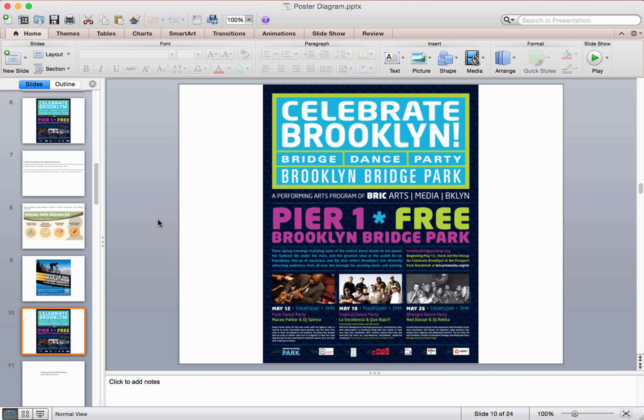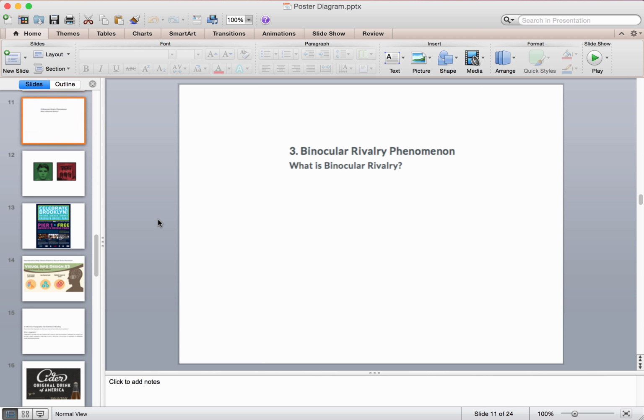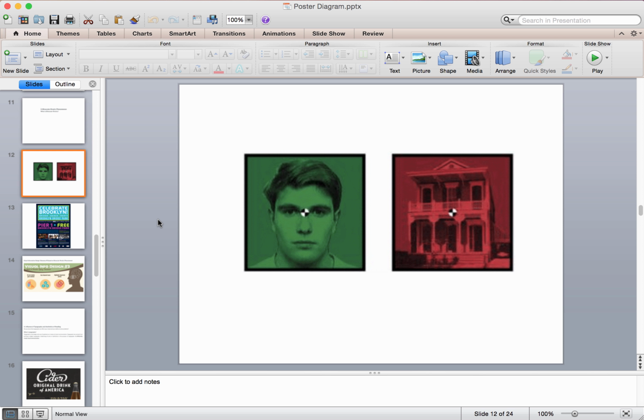So we don't know what the hierarchy is, and we don't understand what is the first piece of information that's most important. The next thing they talk about in the article is binocular rivalry phenomenon, and what this is really is competing images. When images are of the same scale but are vastly different, we don't know what the hierarchy is, and we don't know what's most important.